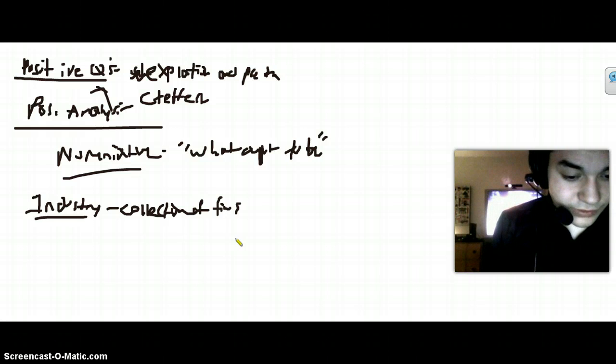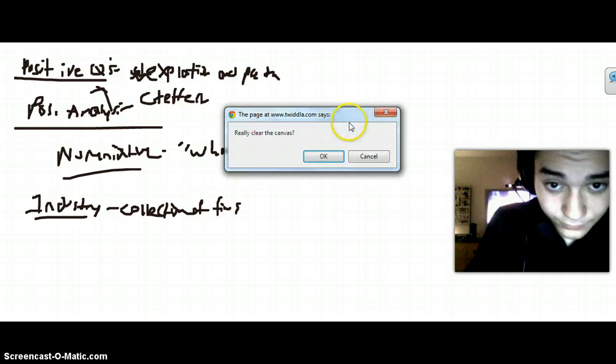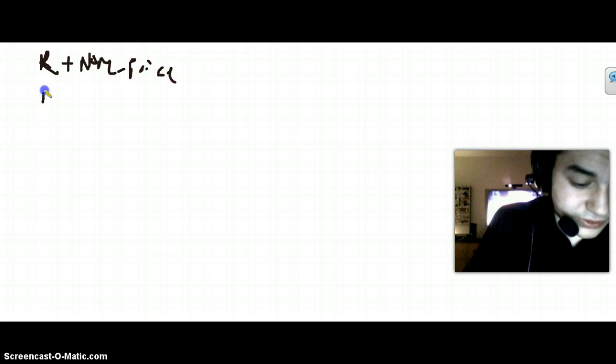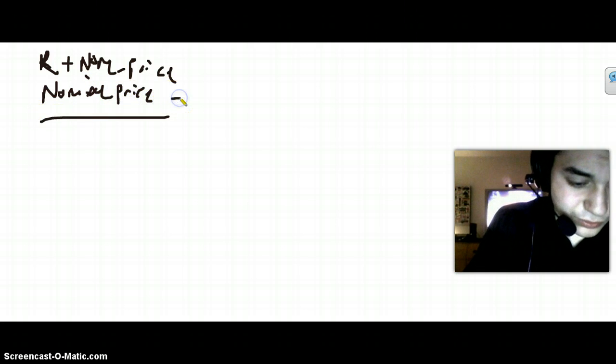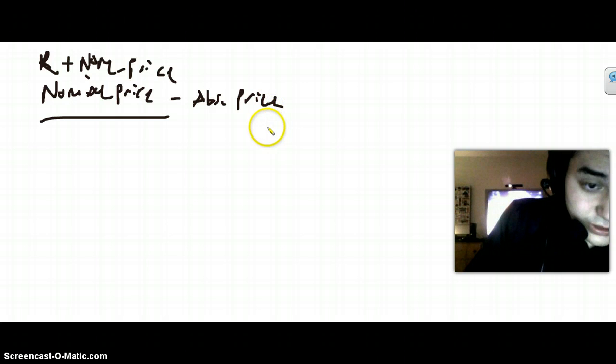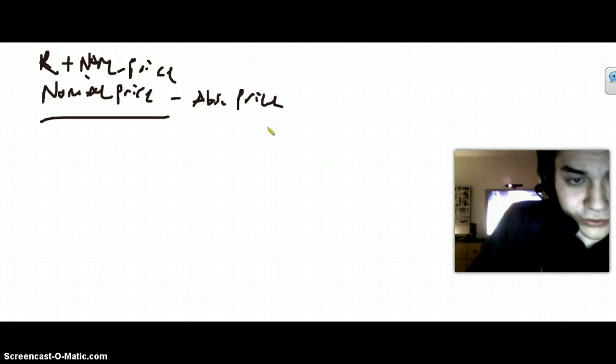And basically from there we would move on to real versus nominal prices. Real prices. Now we're going to start with the nominal price. It's the absolute price of a good, unadjusted by inflation. So that's just the absolute price. Nothing's affecting it. It's like the nominal price of a pound of butter in supermarkets. It's not affected.